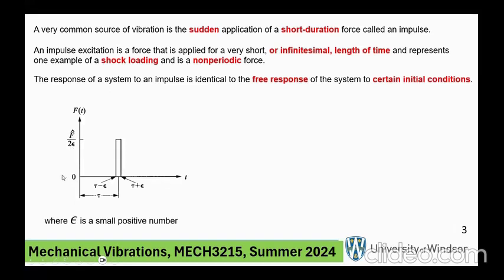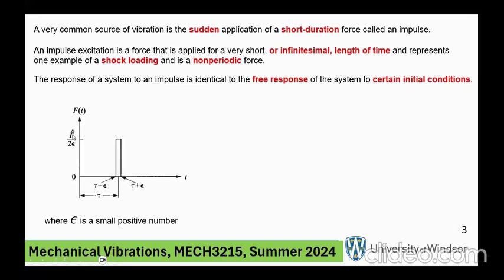Nothing until this point, then it takes the value of f hat over 2 epsilon and then drops down to 0 after the time tau plus epsilon. One thing is peculiar about this: the area under this curve is this height times the width, which is 2 epsilon. So the area of this function that we have drawn here is f hat.